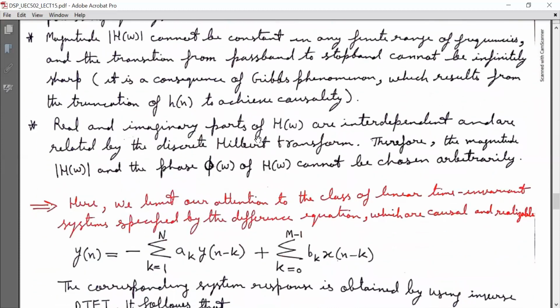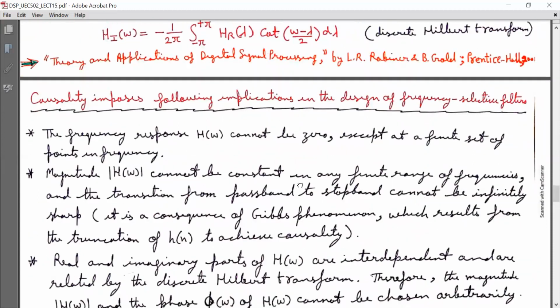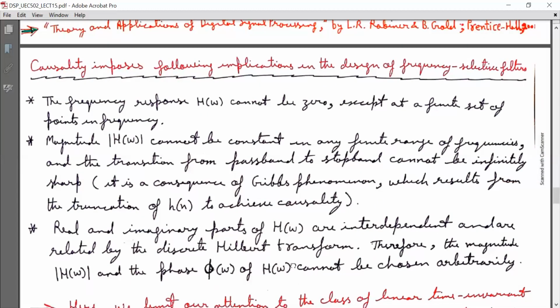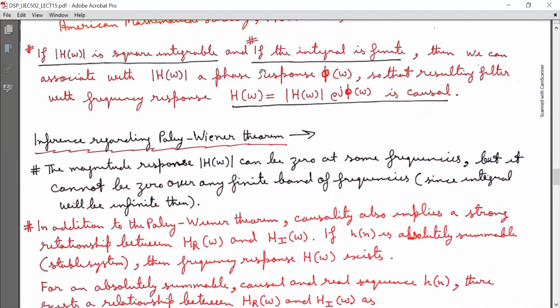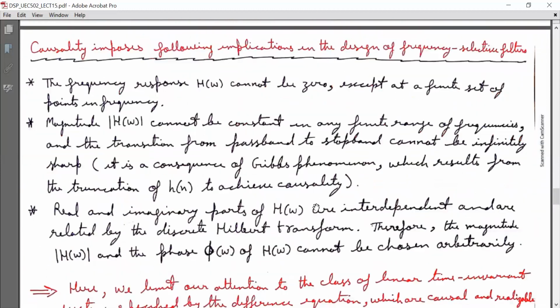The real and imaginary parts of H(ω) are interdependent and related by the discrete Hilbert transform by this formula. Therefore, the magnitude |H(ω)| and the phase φ(ω) of H(ω) cannot be chosen arbitrarily. They are strongly related with each other. From this, the magnitude and the phase cannot be chosen arbitrarily.